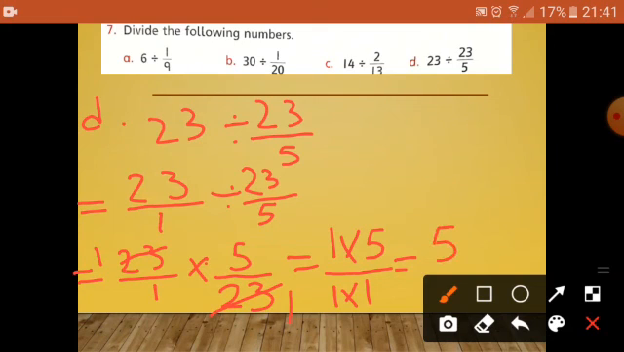So what is my answer? 5 times 1 is 5, and 1 times 1 is 1, so 5 divided by 1 will give you 5. We are not going to write it as a fraction now. This is whole number 5, your answer.